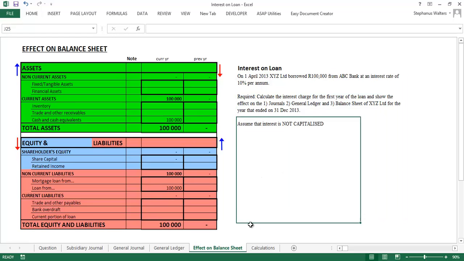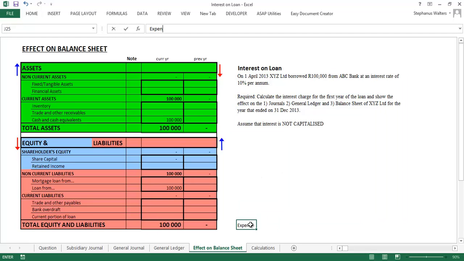Remember what we said. If we have an expense that increased, right, what's going to happen to my retained income? My retained income is going to decrease. Right, so an expense that increases causes retained income to decrease. So here we go. My retained income decreases by minus 7,500 Rand.